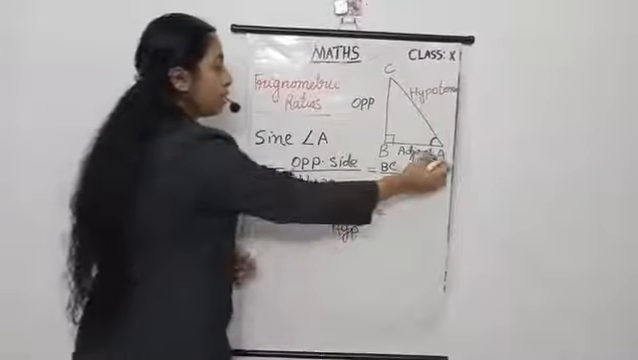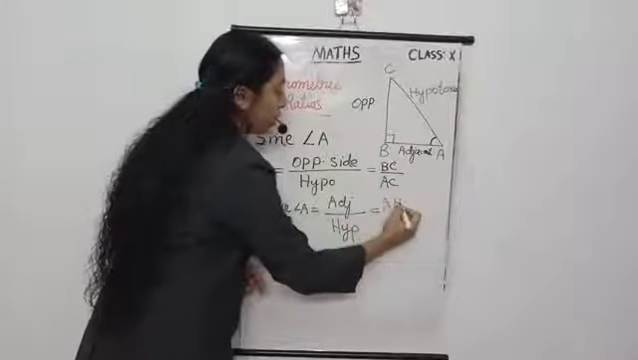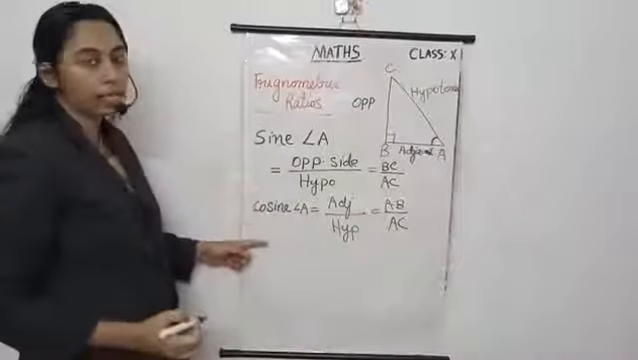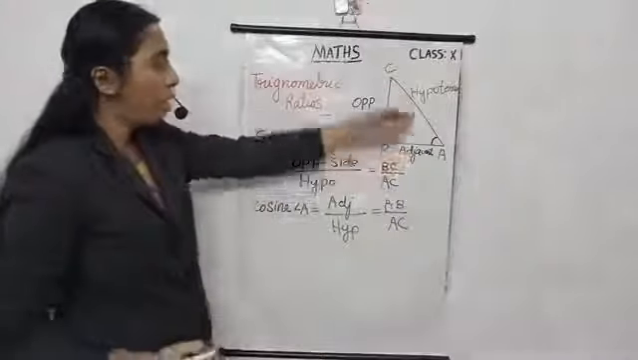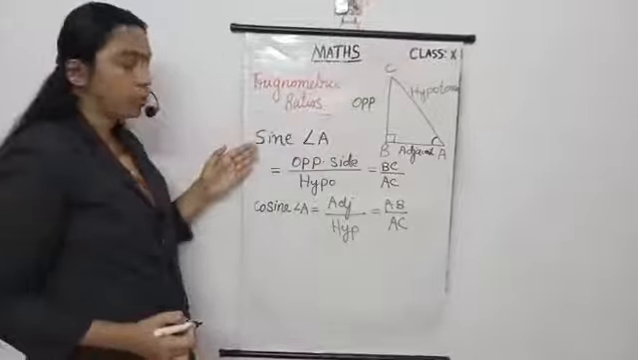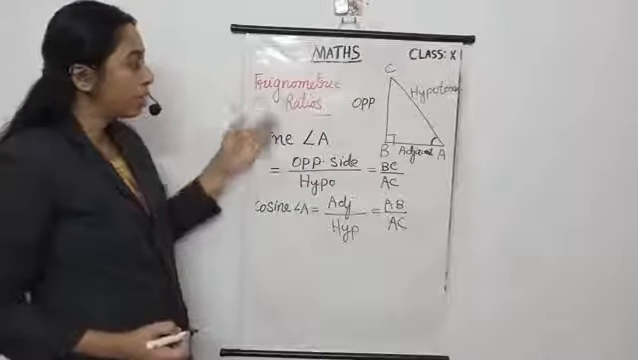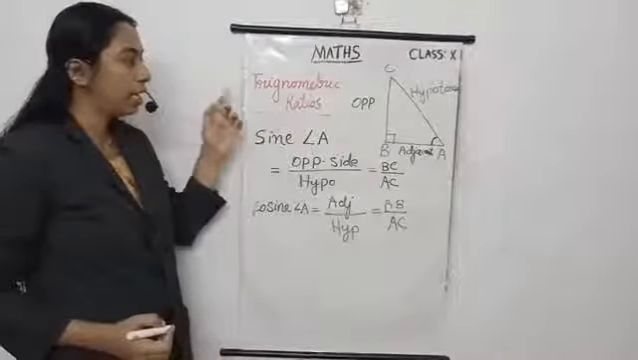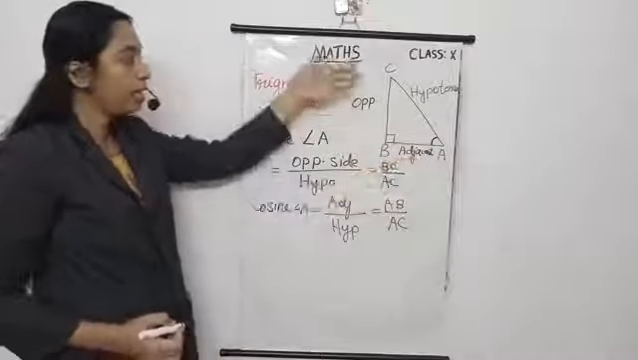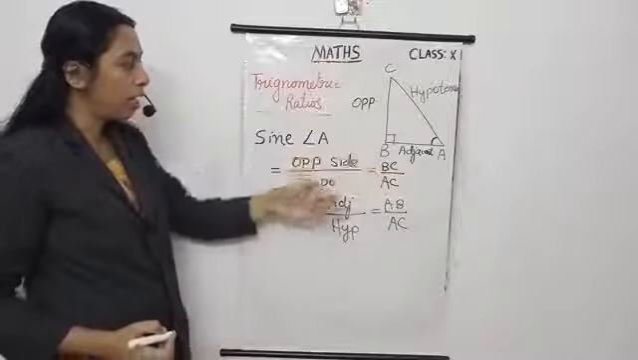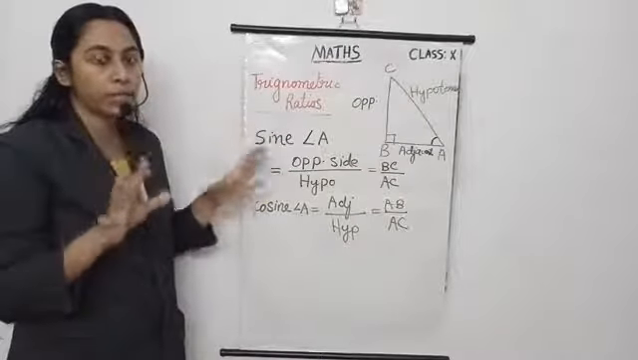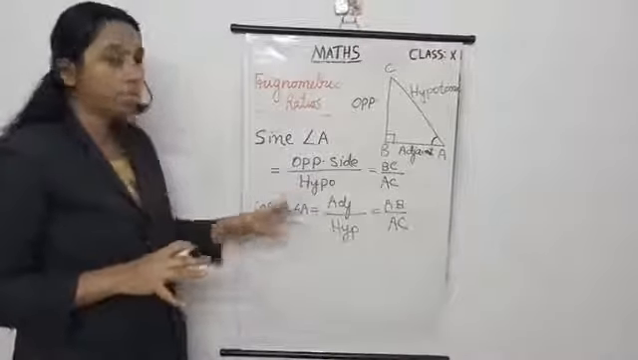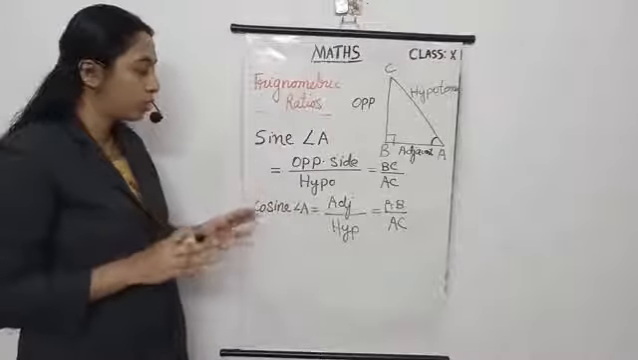That is, adjacent side is AB. So AB by hypotenuse AC. So this is the second ratio, adjacent side by hypotenuse. First ratio is sin. Sin is opposite side by hypotenuse according to the angle. If we take angle A, then this is BC by AC. So sin means opposite side by hypotenuse, that is fixed, and cosine means adjacent by hypotenuse, that is also fixed.